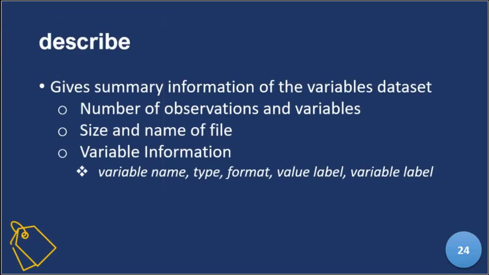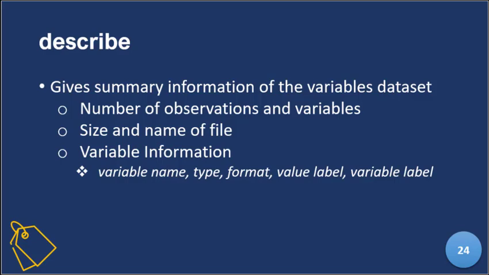The describe command gives summary information about the variables in the data set. I'm sure by now you know what a variable is. It also gives us the number of observations and the number of variables, the size and the name of the file, and all the variable information, including the variable name, the type, the format, the value label if it's a categorical variable, and the variable label. So describe is very interesting. It's just saying describe the data for me, let me have an understanding of what the data is all about. It's a very beautiful command to use.